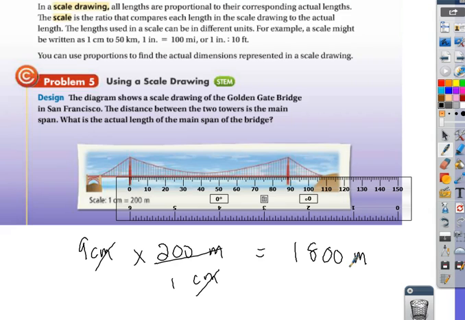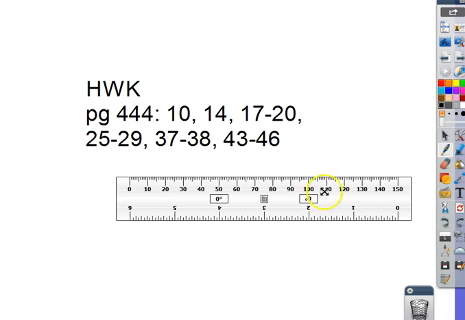Just about anybody at some point is probably going to use scale in doing something, whether it's a project at home or a project for your work or a hobby. All right, tonight's homework. On the pacing guide, I had some numbers after 46, but they don't exist. So your homework ends with problem number 46.